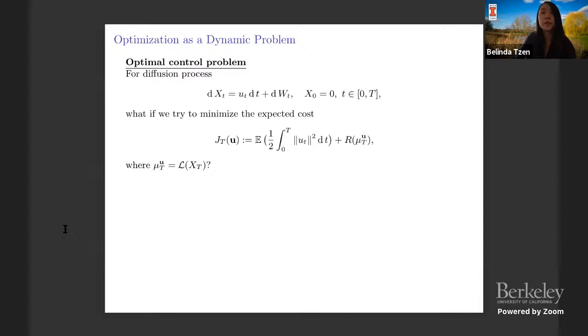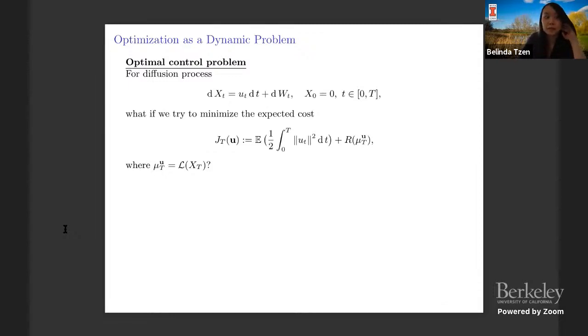Okay, so to fully make this a control problem, again, we say that we have a diffusion process, which is a drift or control on top of a Wiener process. We're not touching the Wiener process itself. And we want to minimize the expected cost comprising this running cost, control cost, and a terminal cost, where here the terminal cost is the risk attained by the terminal measure.